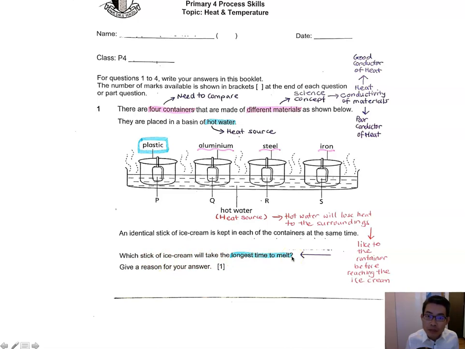Longest time to melt. That means that the container must slow down heat transfer the most. So let's take a look again. The concept that was supposed to be tested here is about heat conductivity of materials. So they're looking for poor conductors of heat here, definitely. By just looking at these 4 materials, I can see that these 3 are all metals. And based on what I have learned in my classroom, I know that metals are better conductors of heat. The others are non-metals, usually. So if the question asks us which is the poorest conductor of heat, it's very clear, the plastic material is the poorest conductor of heat.